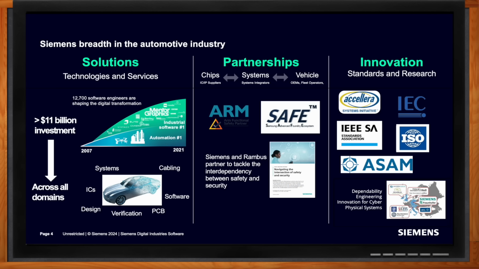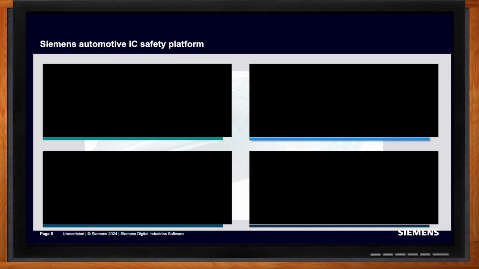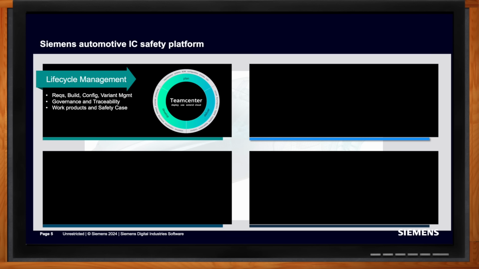Can we take a closer look at each of the aspects of the Siemens Automotive IC safety platform? What all does this platform include? Well, let's take a look at it from a really high level. There's really 4 different parts to this platform. And the first part is lifecycle management, and that's the umbrella term that encapsulates all the processes and lifecycle activities that are required by ISO 26262 for a safety critical lifecycle.